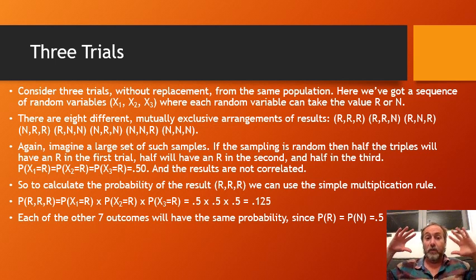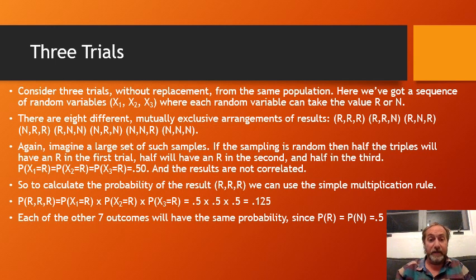So it's getting more complicated, but once again, let's imagine a large set of such samples. The sampling is random. Then half of these triplets will have an R in the first trial, half will have an R in the second trial, and half will have an R in the third trial.